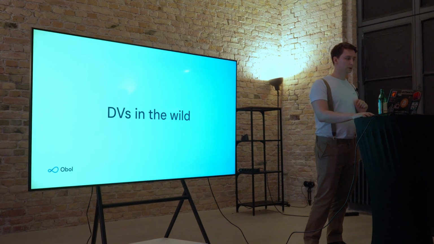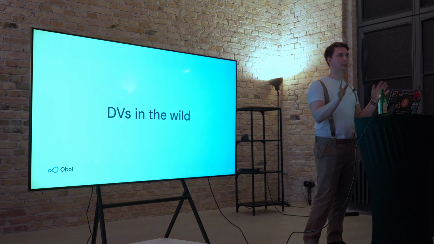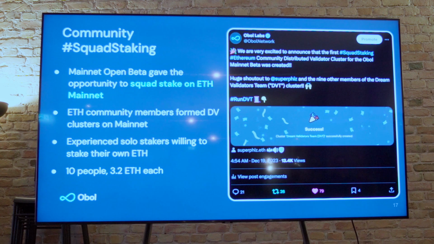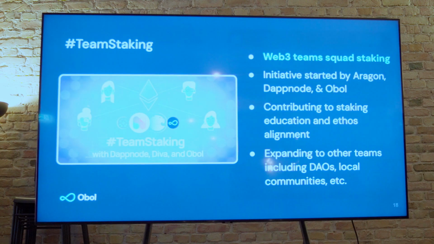Okay. So let's talk about DVs in the wild. We're kind of in this mainnet beta phase right now. So there are community clusters going online on mainnet today. One of the first ones was run by Superfizz. He put out a call on Twitter and said basically like, who wants to be part of my cluster? Let's run one of these together. I think that was a 10-person cluster where they ran 3.2 ETH per person. So pretty nice. And yeah, that's live on mainnet today.